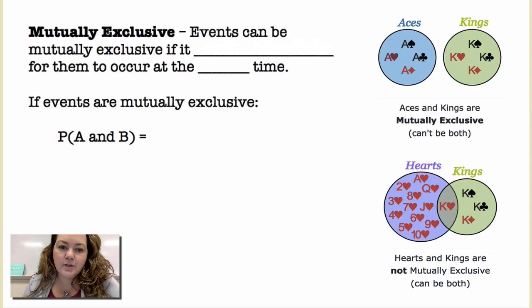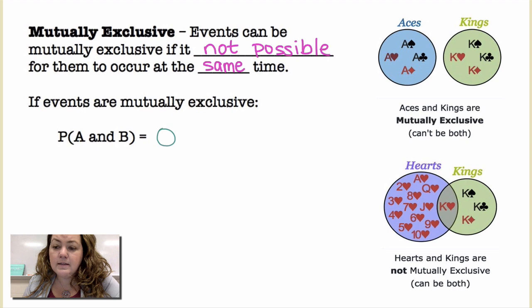All right, mutually exclusive. Events can be mutually exclusive if it is not possible for them to occur at the same time. So if two events cannot happen at the same time, then they're mutually exclusive. And then the probability of A and B happening would be equal to 0. All right, so off to the side, we have aces and kings. Aces and kings are mutually exclusive because you can't pick a card and it be an ace and also be a king. However, hearts and kings in a deck of cards are not mutually exclusive because you do have a king of hearts. So it's possible to have a card that is both a king and a heart.